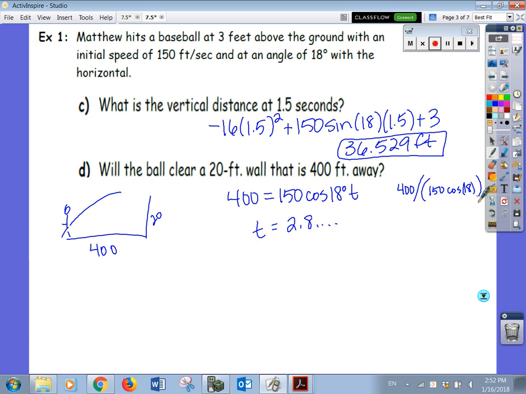So now that we know how long it took to get to the wall, we know the t value, we can figure out how high it is at that value. So now in your calculator, you can store this or scroll up and grab that number. So negative 16t squared, where t is this number right here, plus 150 sine of 18 times that t number plus 3. And you get 7.178.